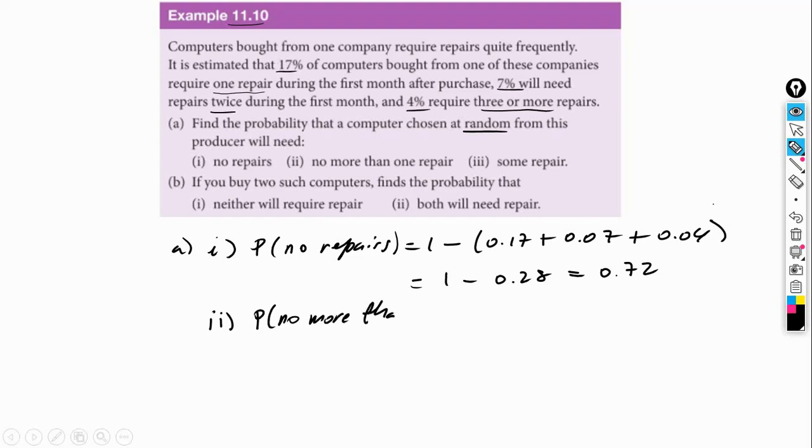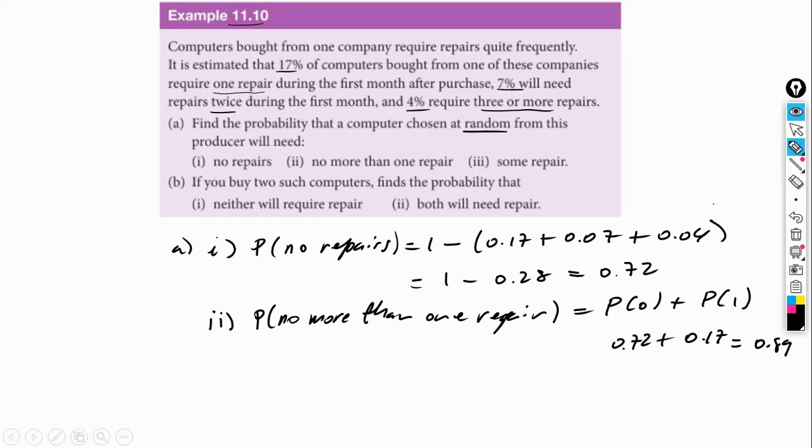For part 2, it says the probability of no more than one repair. So that means one or less, right? So that means the probability of 0 plus the probability of 1. Notice that I'm using addition here because all these events are disjoint. That's why we can use this rule. So the probability of 0 is 0.72, and the probability of 1 is 0.17. And if we add this, it's going to be 0.89. So 89% chance that you will need no more than one repair.